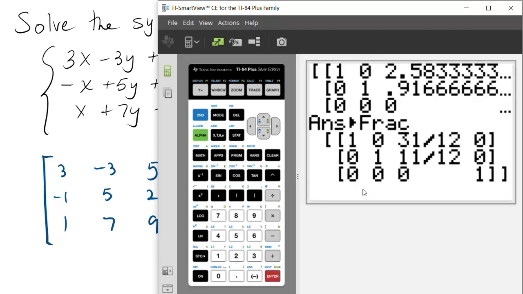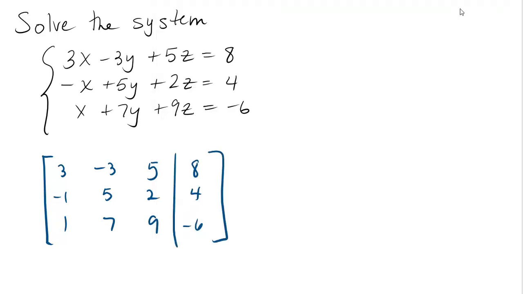That last row is where we've really got something strange going on. Look at what it says. It says 0 x's plus 0 y's plus 0 z's equals 1. That says 0 equals 1. That's not possible. 0 is not equal to 1. That's a contradiction, and therefore the system is inconsistent and has no solutions.